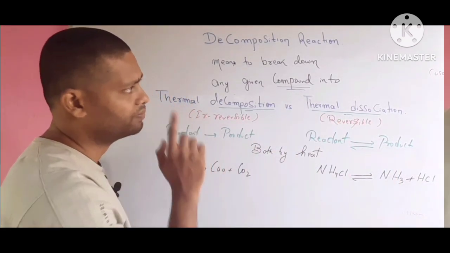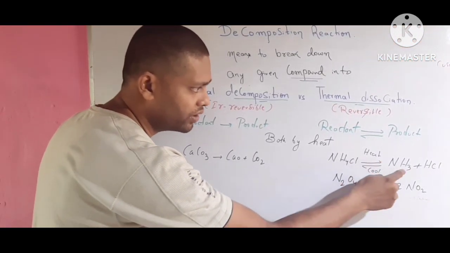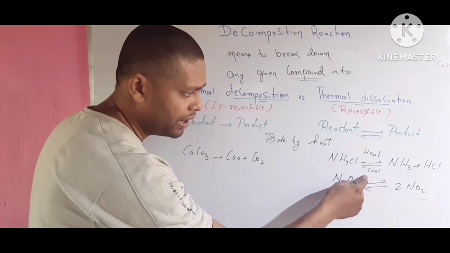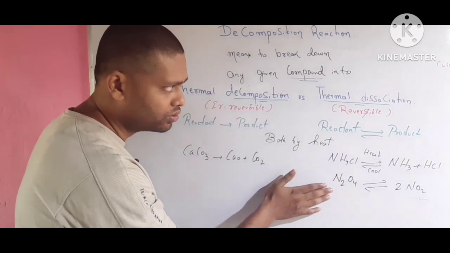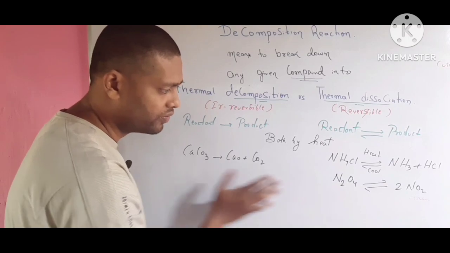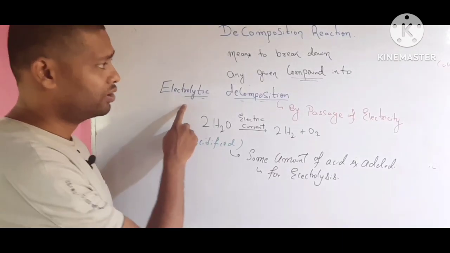Understood this one? Yes. We are getting the two things. When we are heating, we get this part, and when we cool, we get this one back. So this is an example of thermal dissociation. This is decomposition. So there is a great difference between dissociation and decomposition. Understood? Okay. So the next is electrolytic decomposition.